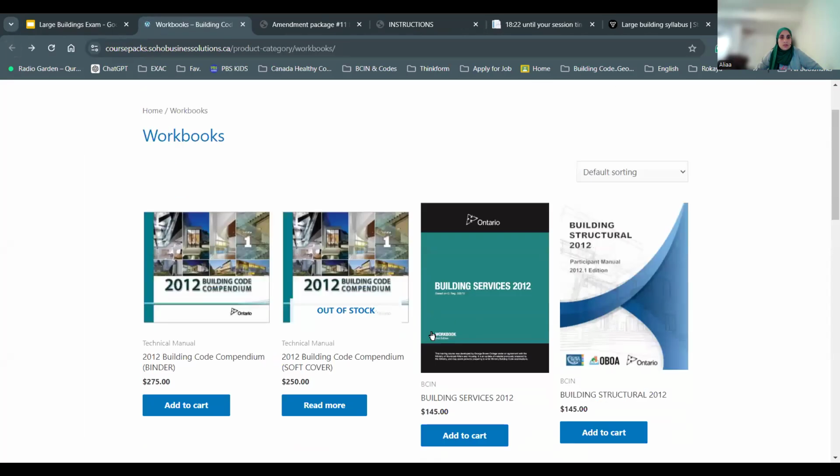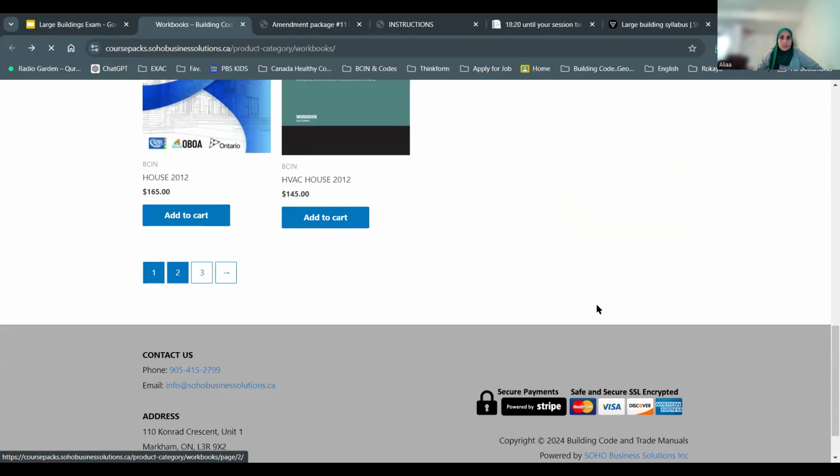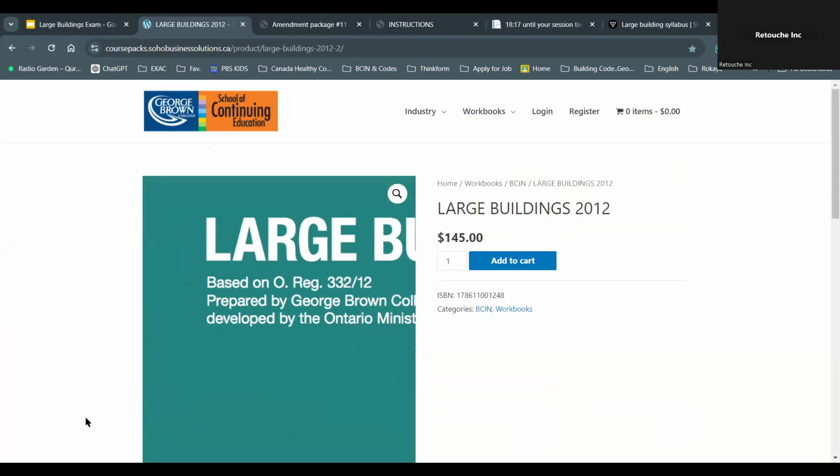Sorry, not building, it's a large building. Where is our large building? Here you go. Is this mandatory or recommended?